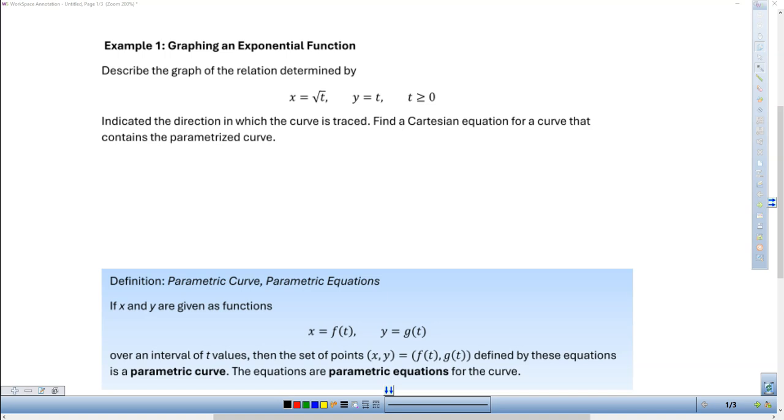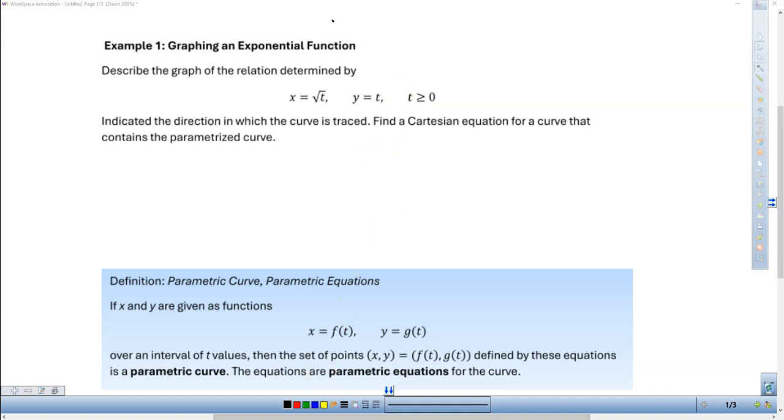Here we want to describe the graph of the relation described by x equals the square root of t, y is equal to t, and of course t is greater than or equal to 0. Additionally, we want to indicate the direction in which the curve is traced, and we want to find our Cartesian equation, which, if you remember, is the standard y equals that we would normally have for a curve that contains the parameterized curve. So let's think about this with the graph of this function.